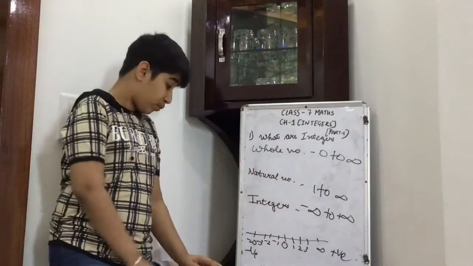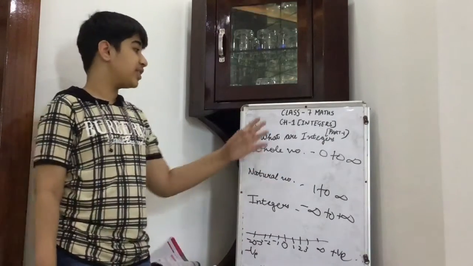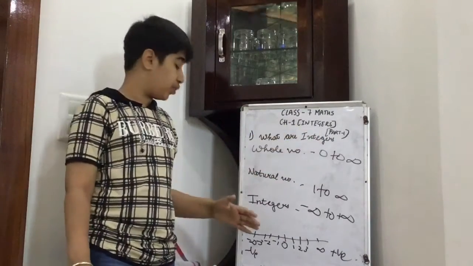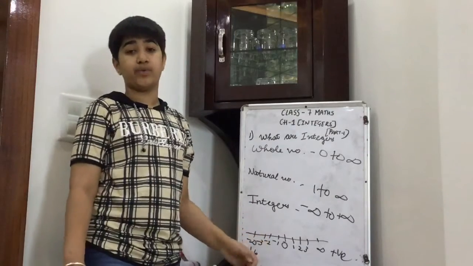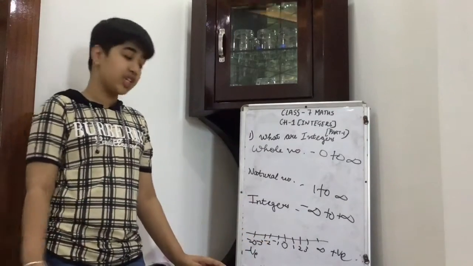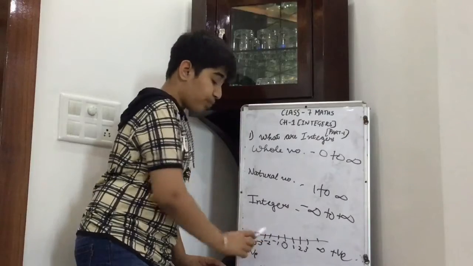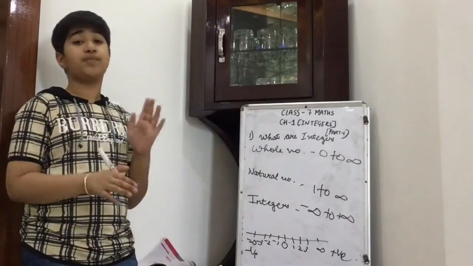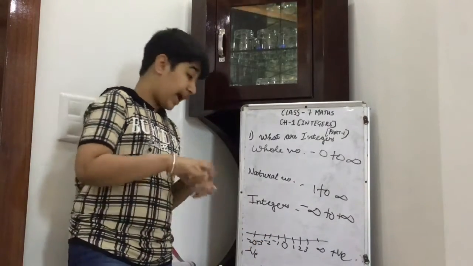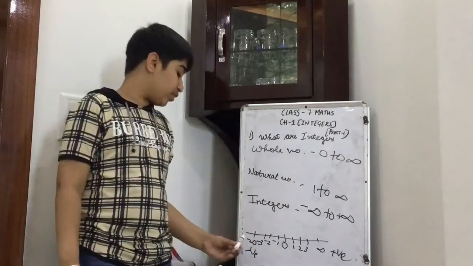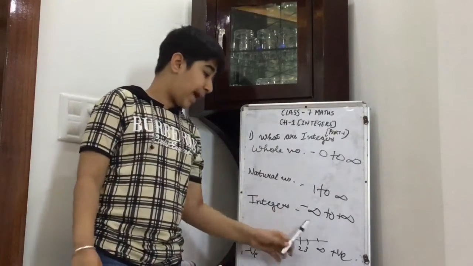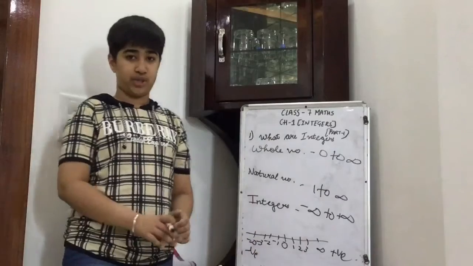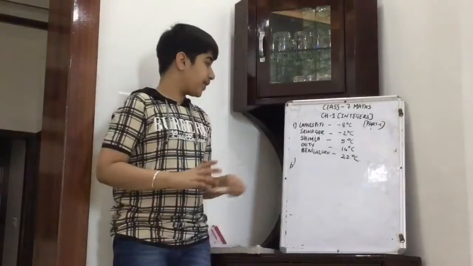Whenever we start with the concept of integers, we have to come across the number line, which is the basic component when we do integers. 0 is the middle position in the number line, where the left of the 0 is the negative position and the right of the 0 is the positive position. So let's start. Let's take an exercise.